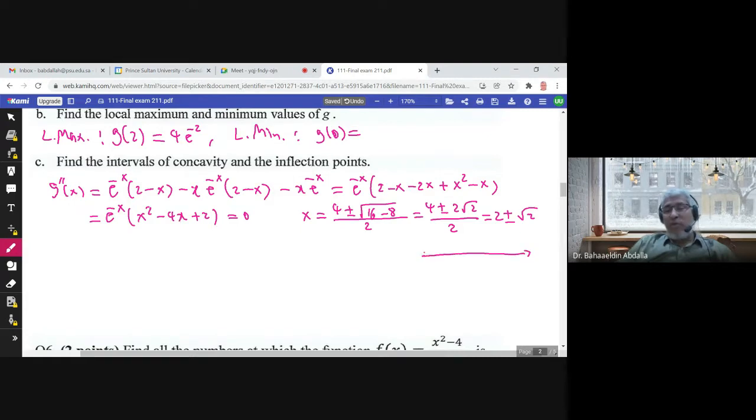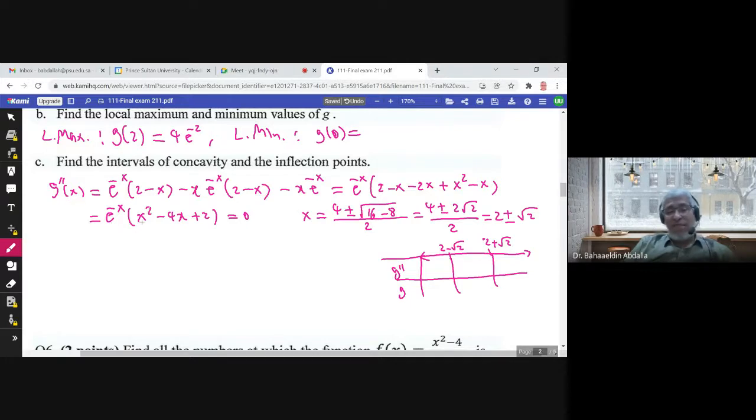So let us make a table. This is 2 minus square root of 2, and this is 2 plus square root of 2. And let us check the signs of g double prime. 2 plus square root of 2, this is 1.4, so it's 3.4. Let us take 10, for example. Okay, a number greater than this. Put it in g double prime. Well, e to the power negative x is always positive. I have no problem with it.